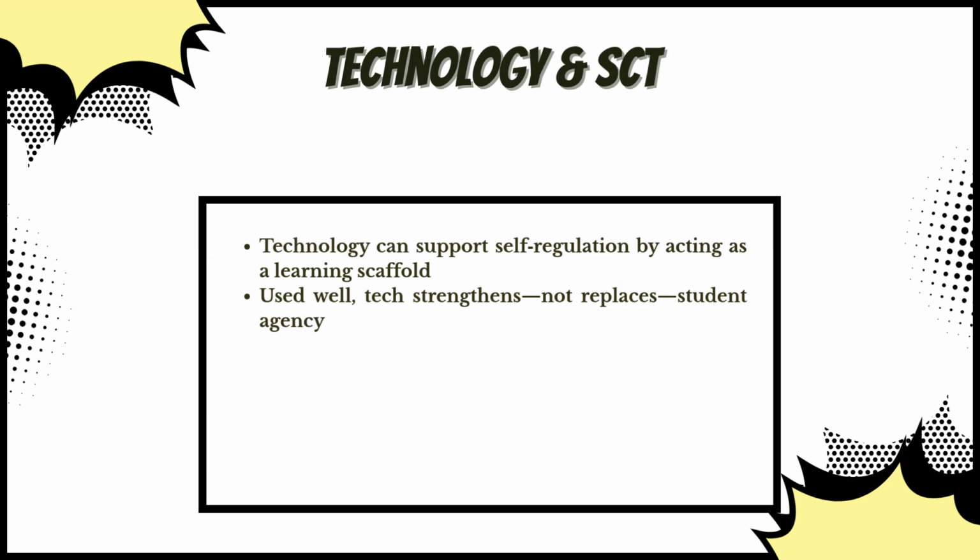So, how can technology work with and affect social cognitive theory? Technology can act as a temporary regulator, especially for developing learners. When used intentionally, it supports planning, monitoring, and reflection rather than replacing their thinking.